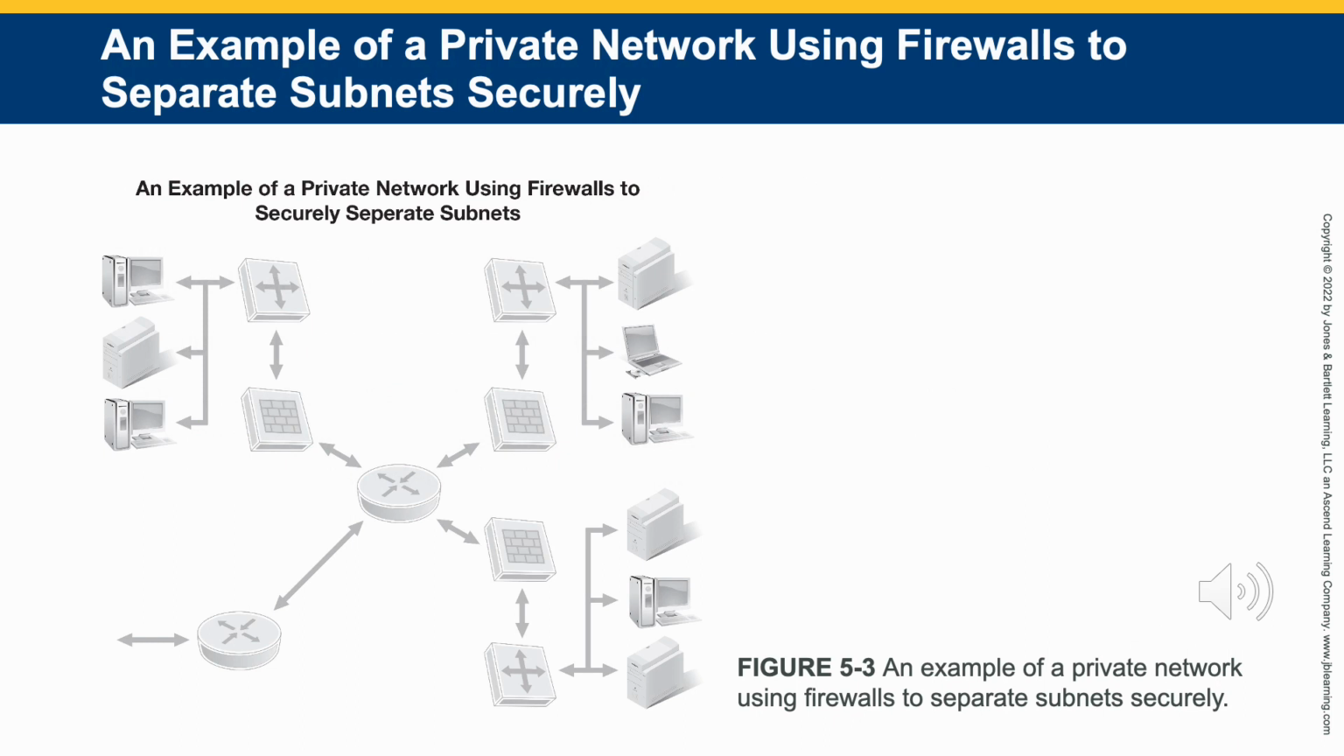An example of a private network using firewalls to separate subnets securely. In this example, we have a distribution router in the center, and we have three different segments, and we have a firewall in front of each segment, and that's an example of how we can protect each subnet. And this could be a layer 2 or layer 3 firewall. In this example, because of the routing right there in the center, each interface would be a layer 3 interface to those firewalls, and then the interior would be our layer 2 interface to the switches.